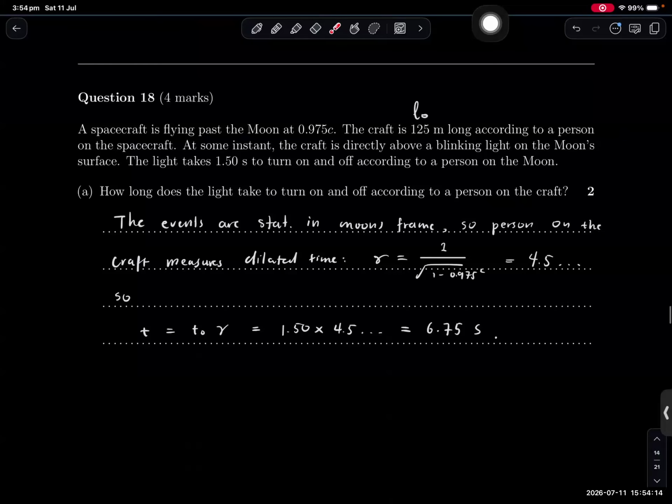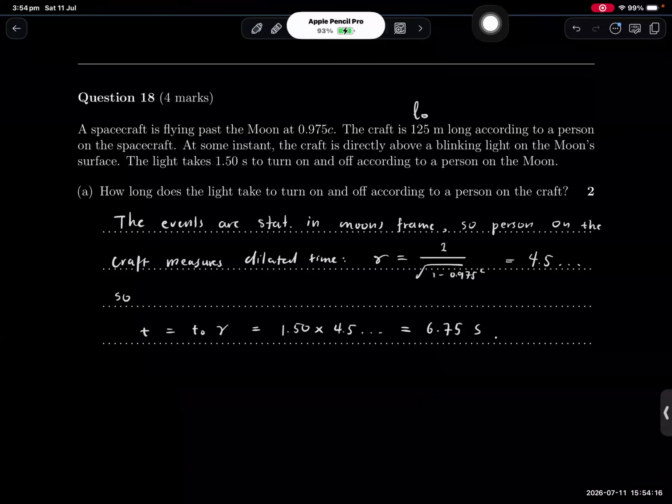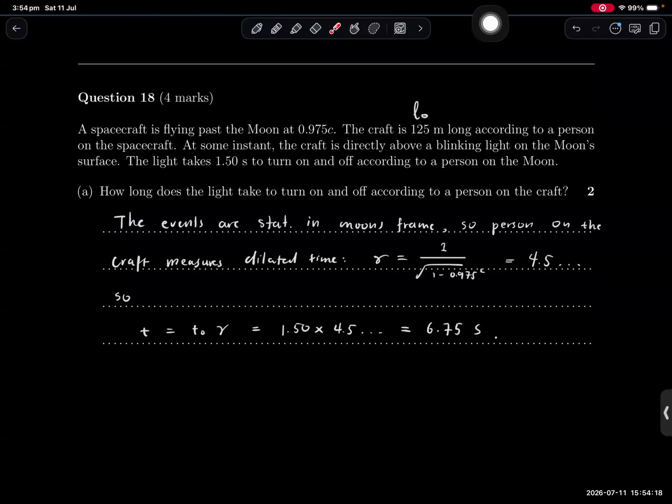A spacecraft is flying past the moon at 0.975 c. The craft is 125 meters long, according to a person on the spacecraft. At some instant, the craft is directly above a blinking light on the moon surface. The light takes 1.50 seconds to turn on and off, according to the person on the moon. Question A. How long does the light take to turn on and off, according to the person on the craft?